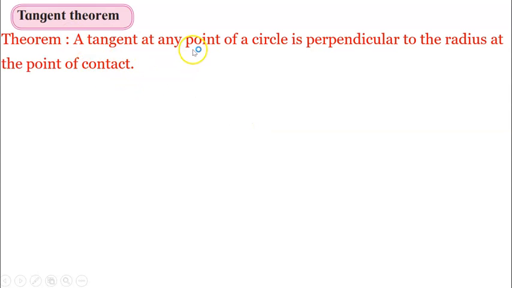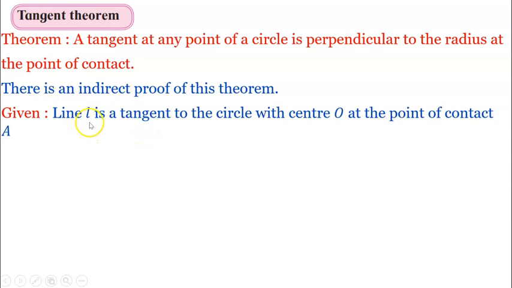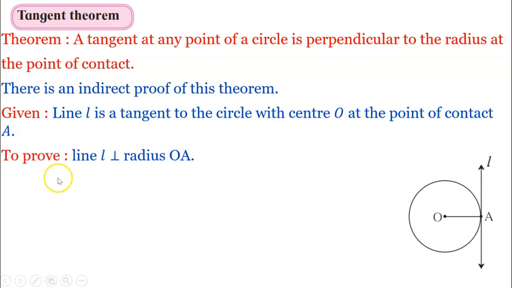A tangent at any point of a circle is perpendicular to the radius at the point of contact. This proof is an indirect proof of this theorem. Given: line L is a tangent to the circle with center O at the point of contact A. To prove: line L is perpendicular to radius OA.